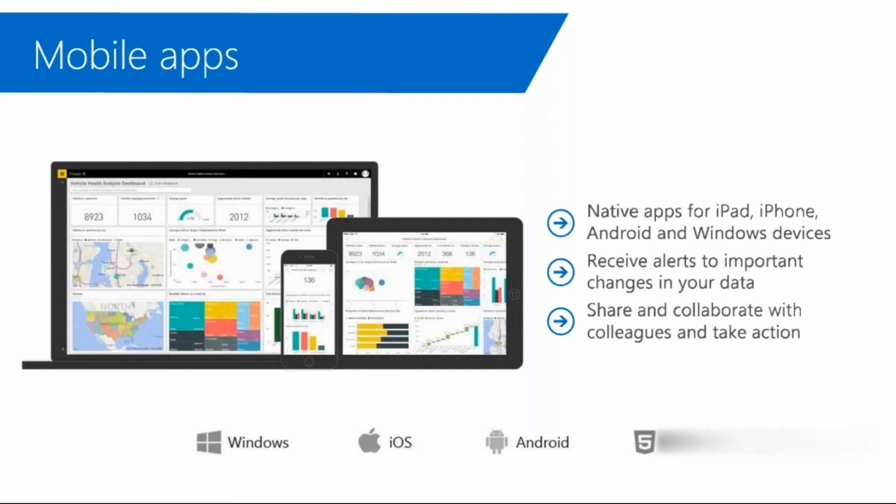Here, the mobile operating systems supported are Windows, iOS, Android, and HTML5. If you have an iPhone, you can install the app and give the username and password, then you can access the reports. Here you can see the mobile view, this is the tab view, and this is the laptop computer PC view.